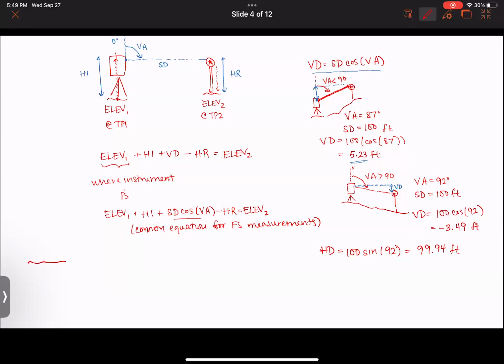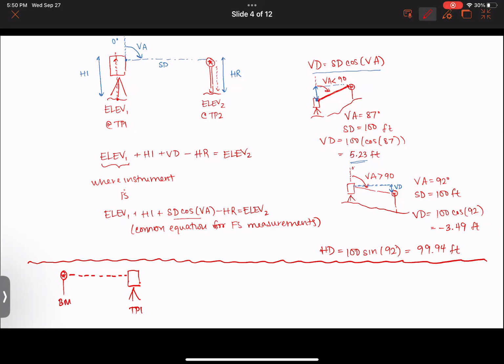All right, so what happens if you are set up on a benchmark? I just want us to briefly look at this example down here at the very bottom of the screen. If you are set up on a benchmark, which is something you all experienced, we're going to say this is TP1, and you are back-sighting a benchmark. You are back-sighting the benchmark back here.